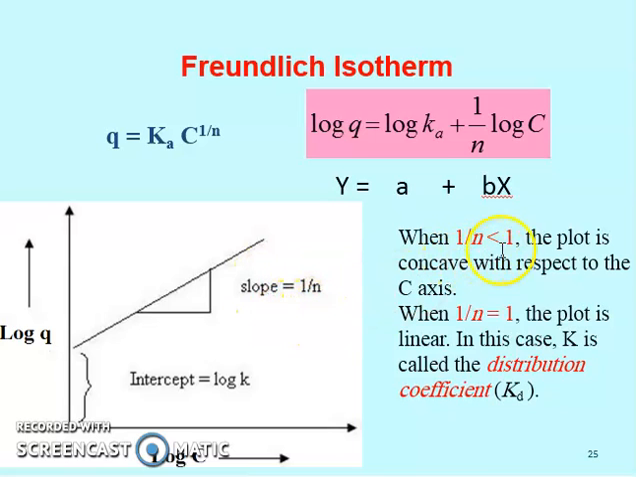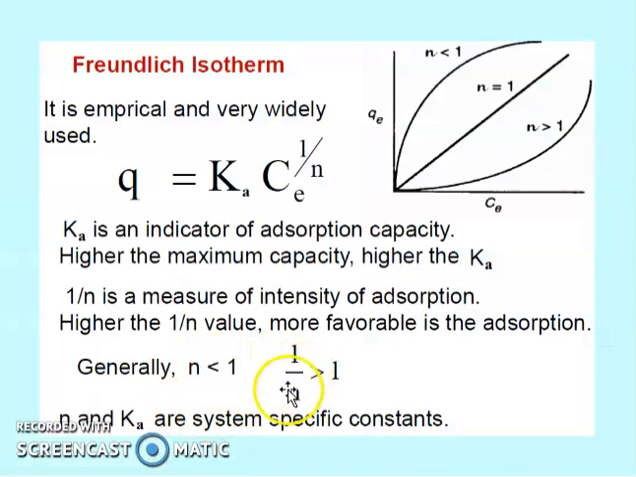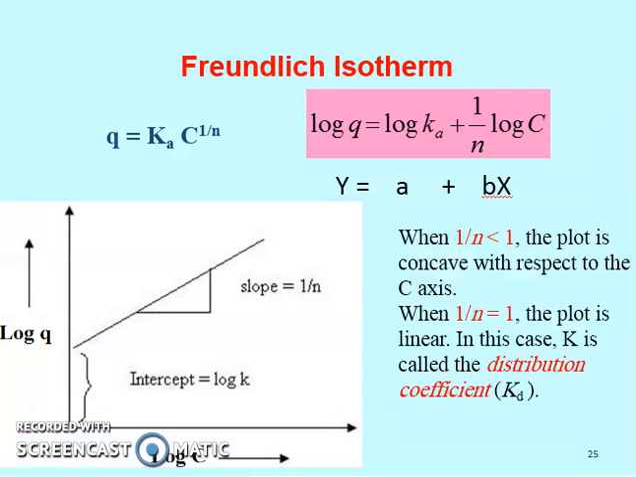If it is less than 1, the plot is concave with respect to the C-axis and the adsorption is not favorable. If it equals 1, then it is linear, and in this case K is called the distribution coefficient. If it is more than 1, then the adsorption will be favorable, like here. The higher above 1, the more favorable. Is this clear? Okay.